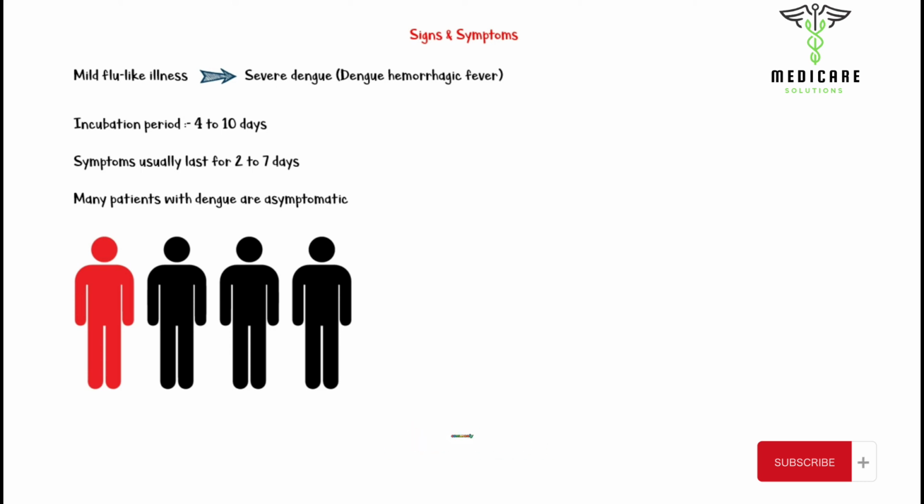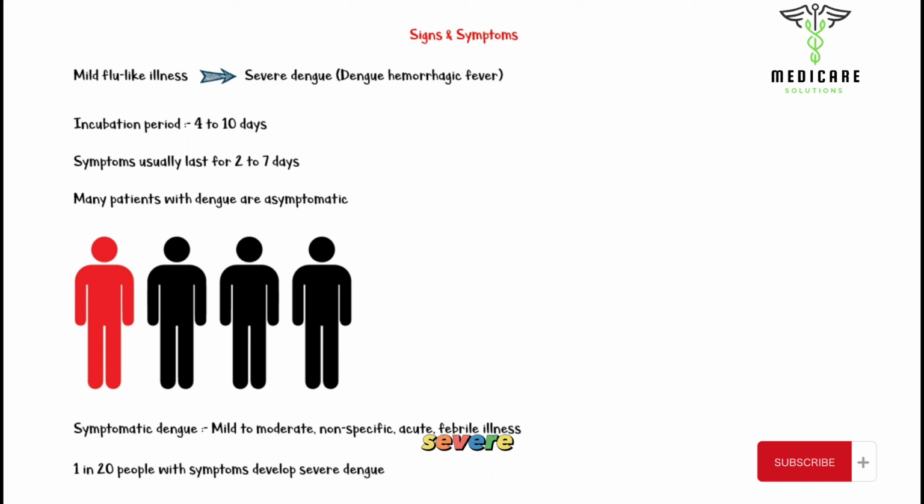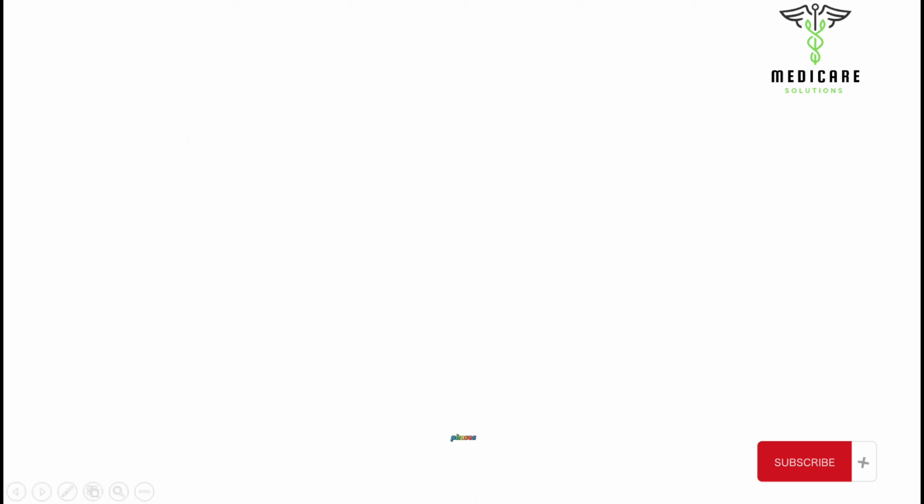Symptomatic infection commonly presents as a mild to moderate, non-specific, acute febrile illness. About 1 in 20 patients with symptomatic disease develop severe dengue. There are 3 phases of the course of a dengue viral infection: febrile phase, critical phase, and convalescent, or recovery phase. First, let's discuss the febrile phase.